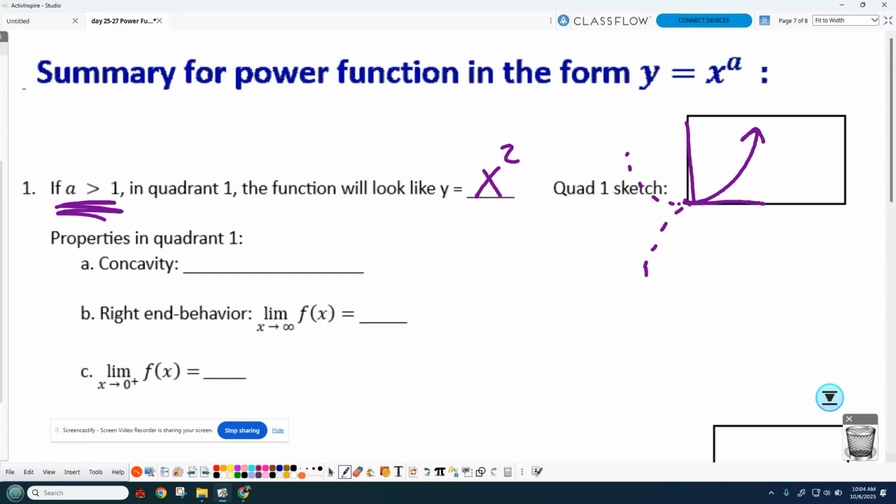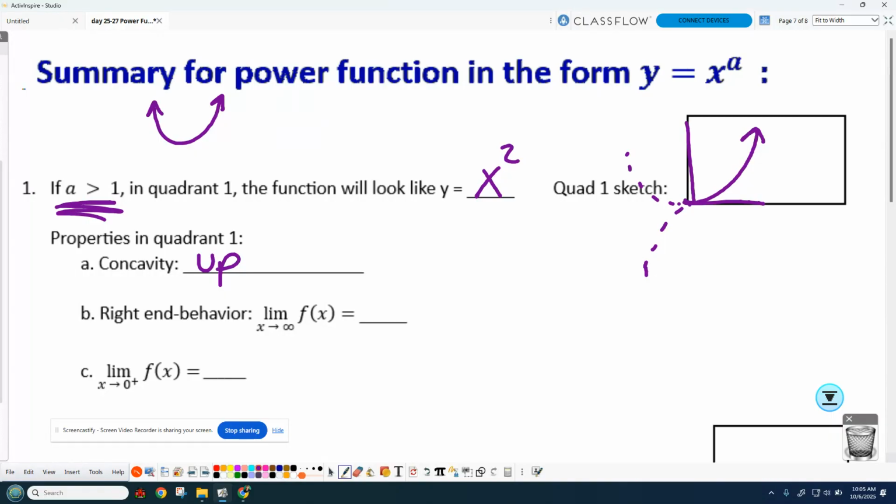So, if the exponent is bigger than 1, it's gonna look like that smiley face, at least in quadrant 1. What's the concavity in quadrant 1? Up, because it's part of that concave up business. So these are examples of the kinds of questions you're going to see on the exit card tomorrow. I'll pick some random number and say, x to the this, what's it going to be?